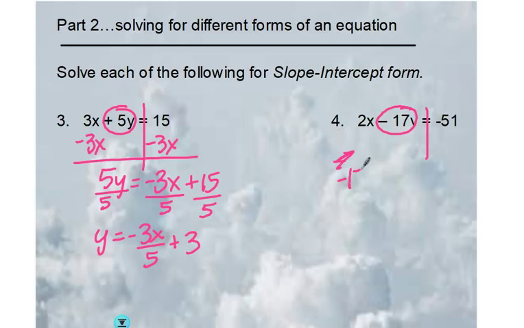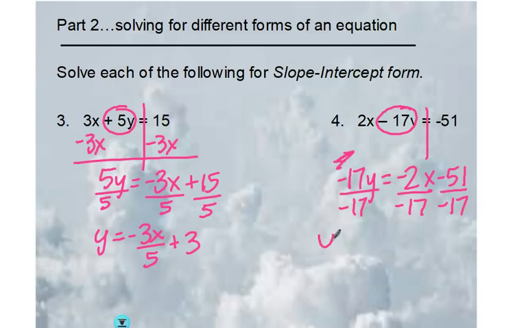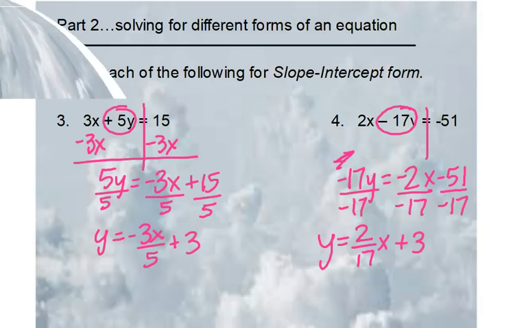Real quick, I'll work through this one, but again, get that x to the other side. We would have negative 17y equals negative 2x minus 51. And then you would divide everything by negative 17 and simplify as needed. This would be y equals positive 2 over 17, because a negative divided by negative is a positive. And that 3 would become a positive 3. Correct me if I'm wrong. Sorry, I'm trying to do math in my head.